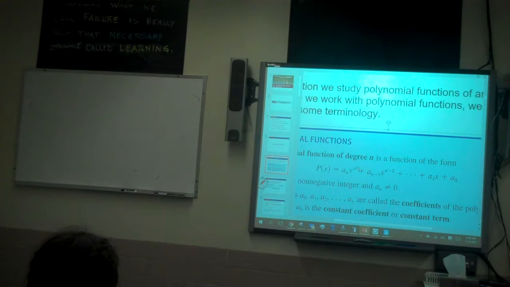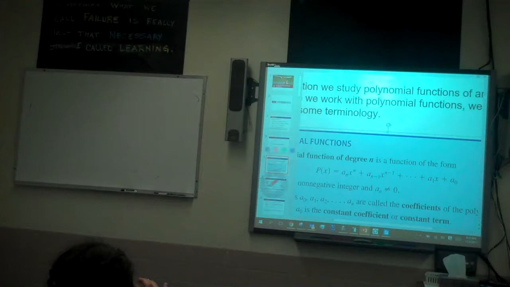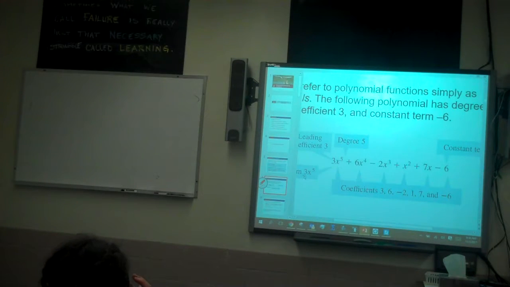So n is the largest exponent up there. That tells me how I can classify that polynomial by what we refer to as a degree. We call that a degree n. If we just jump real quick, I'll come back to this, but if I look at this slide here, this is the largest exponent, right? X to the fifth. We call that a fifth degree polynomial. Is that all right, everybody?